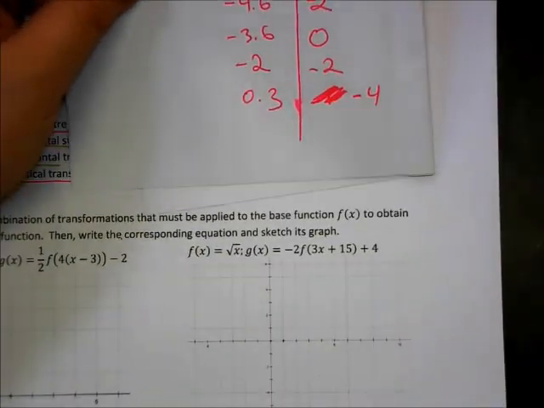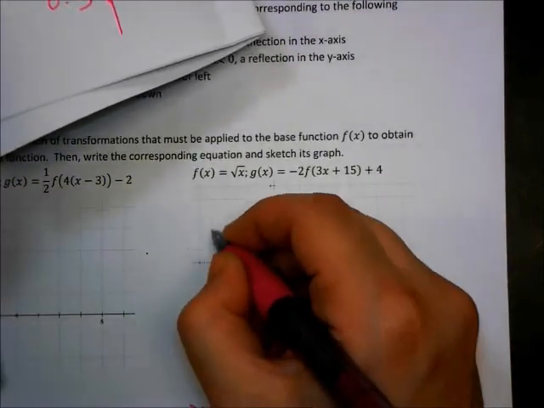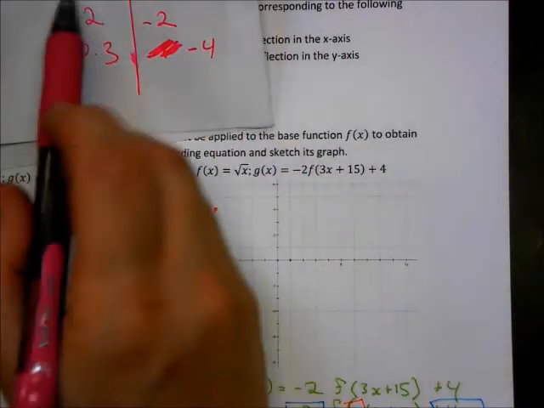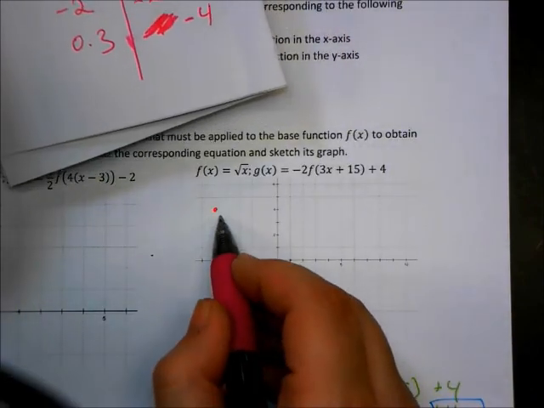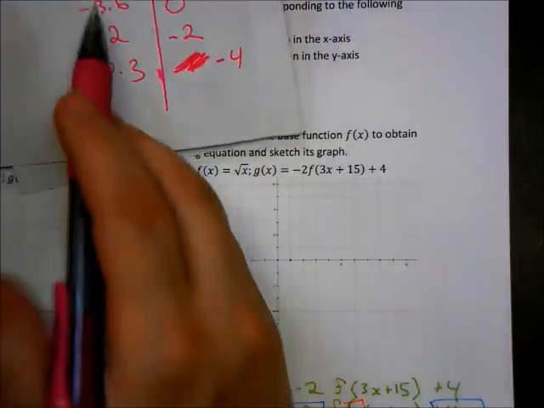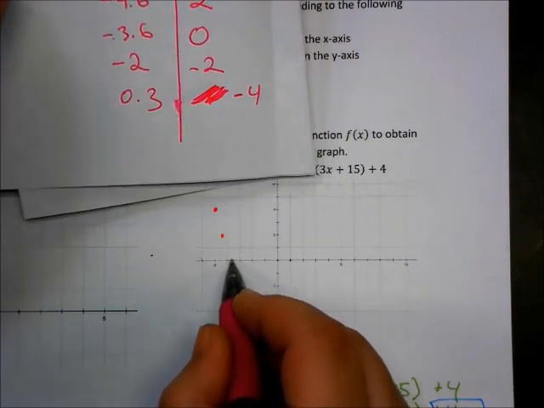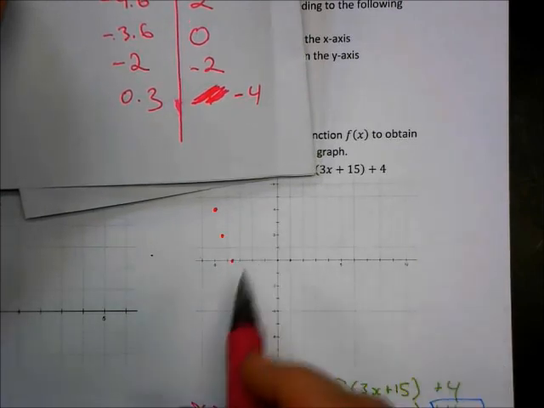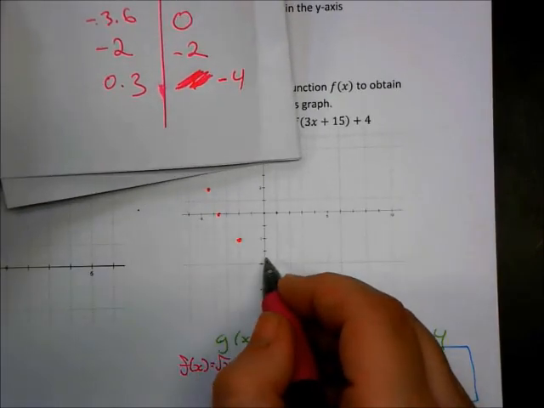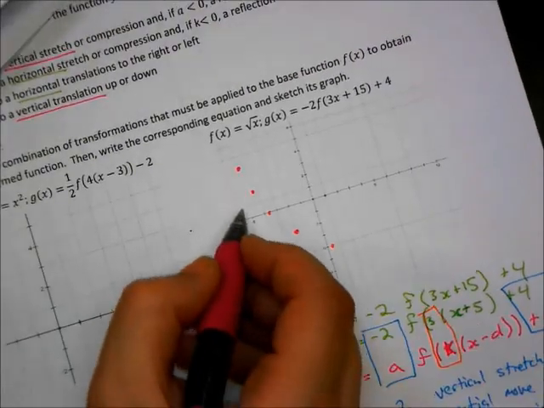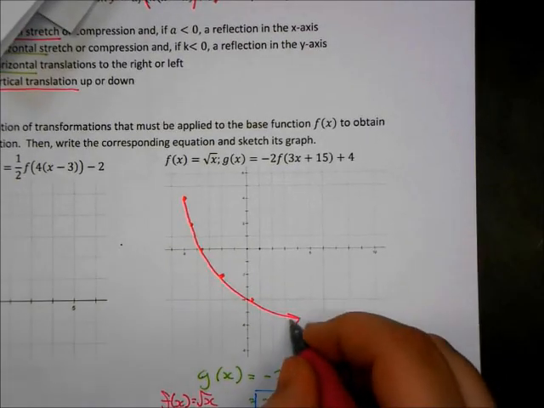So if I take them up here, I see that my first point is negative 5, 4. Negative 5, positive 4. My next point is negative 4.6, 2. So only a little bit over, but we've already dropped to 2. Negative 3.6, 0. Negative 2, negative 2. Positive 0.3, negative 4. There's my g of x.